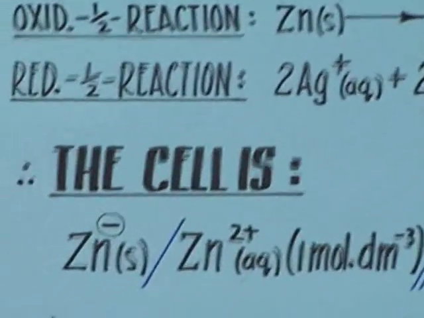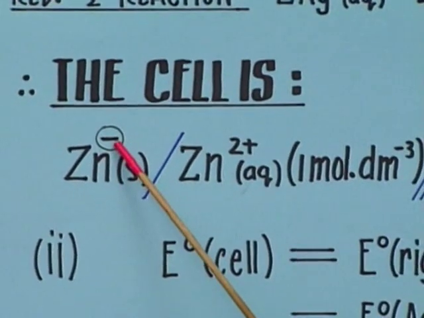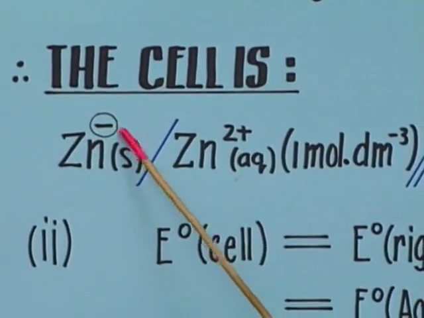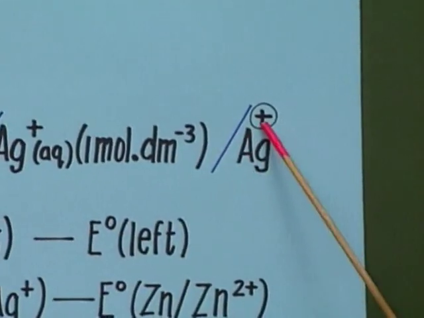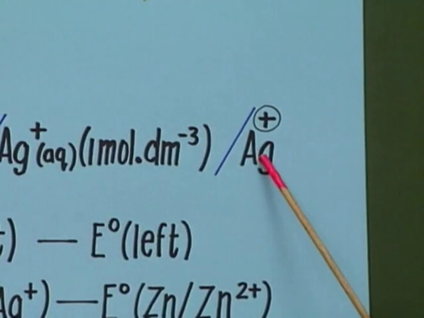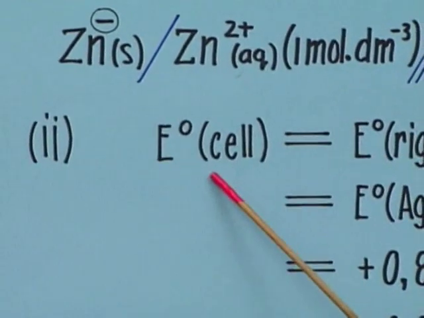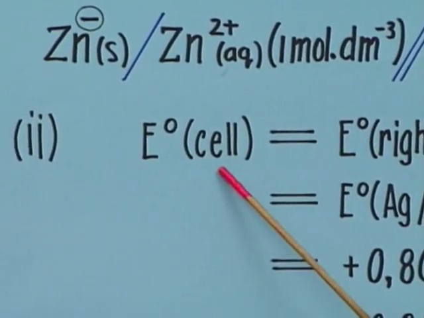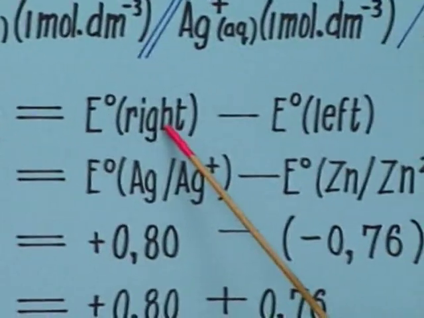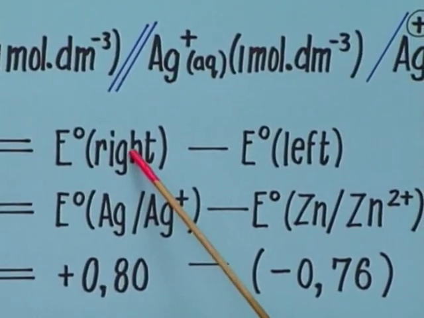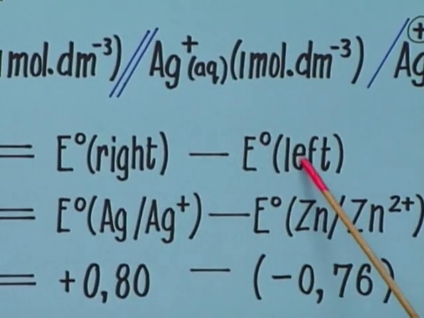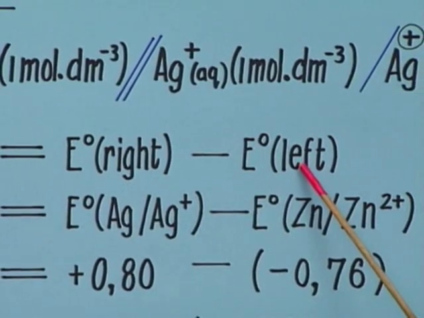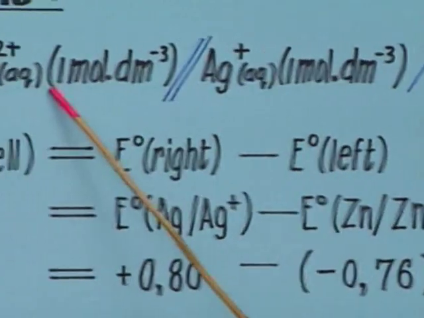By convention, we always write the negative electrode or anode, where oxidation takes place, on the left-hand side of the symbolic representation of the cell, and the positive electrode or cathode, where reduction takes place, on the right-hand side. By means of this formula, we can calculate the standard cell EMF of any electrochemical cell, where right refers to the standard electrode potential of the half cell written on the right in the symbolic representation, and left refers to the standard electrode potential of the half cell written on the left.